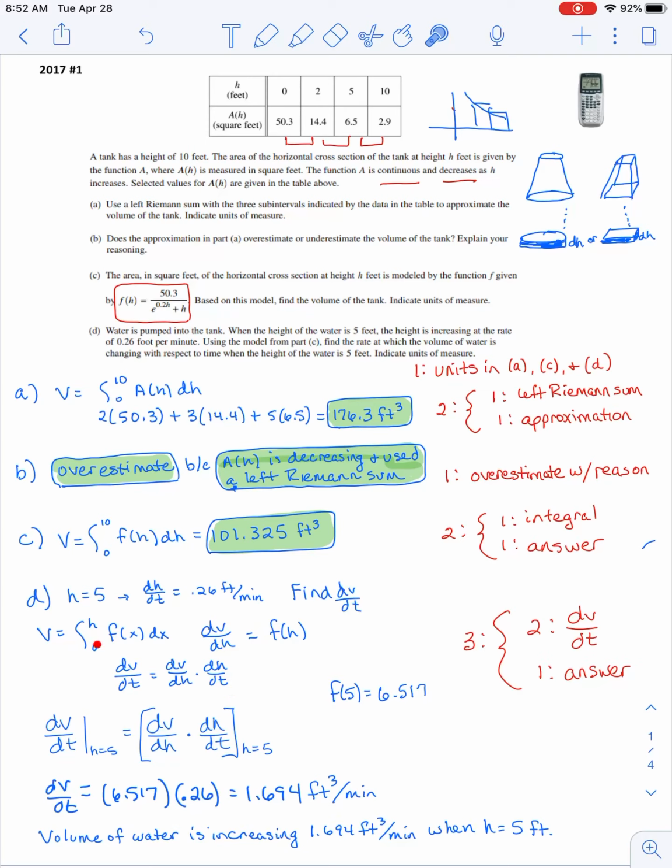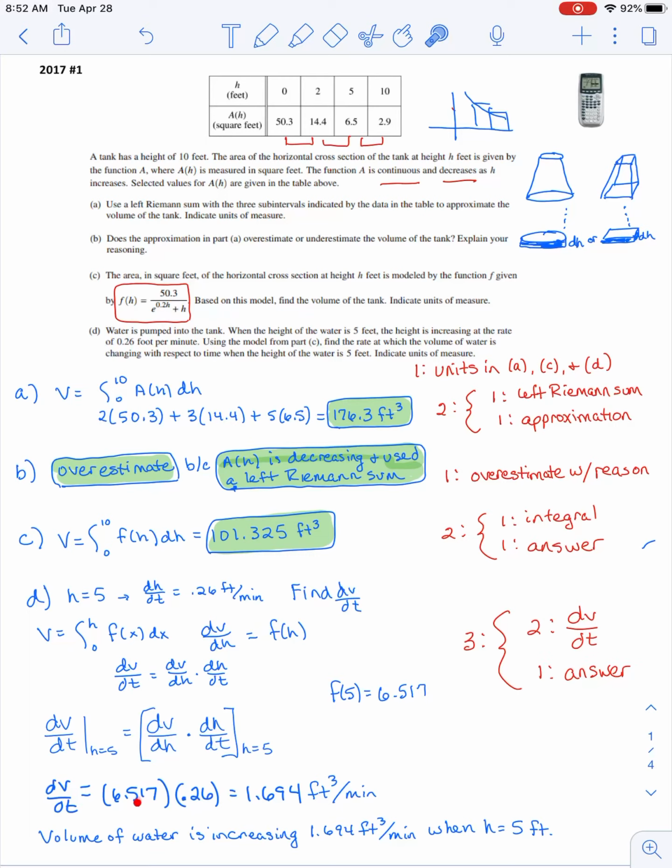And then you would know you need to take this derivative with respect to h, because you need a dV/dH. Okay, so now that we have this, we're trying to do this at the time the height is 5, so dV/dt when the height is 5 equals dV/dH times dH/dt when the height is 5. And we already know that dH/dt is 0.26, but what's dV/dH? Well, we know that dV/dH is f of h, and when h is 5, f of 5 is 6.517 by plugging the 5 into this equation, f of h.